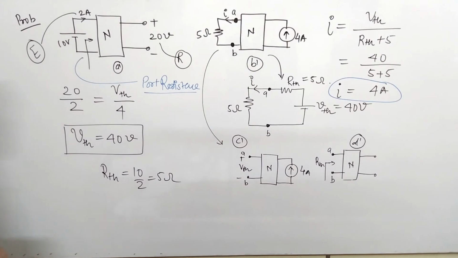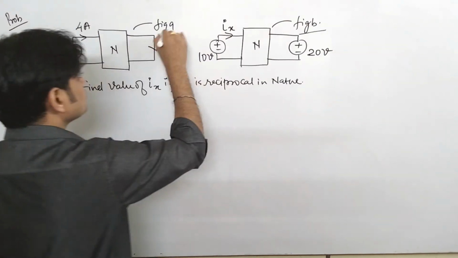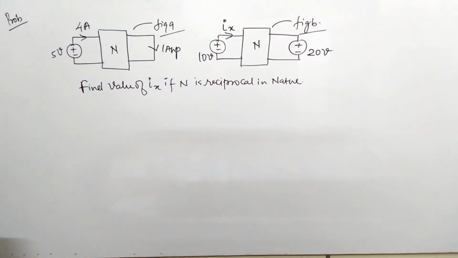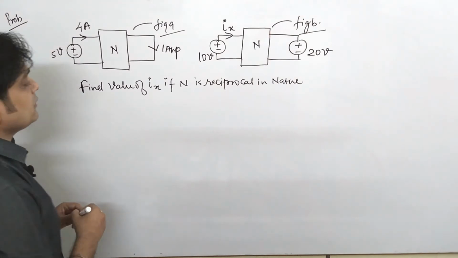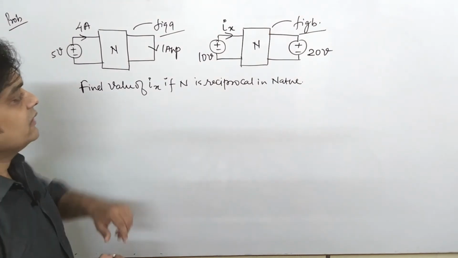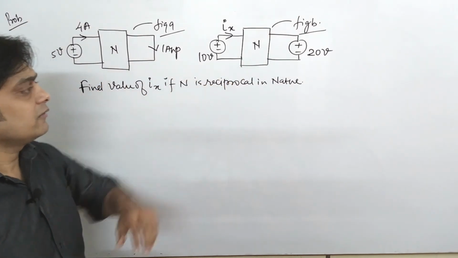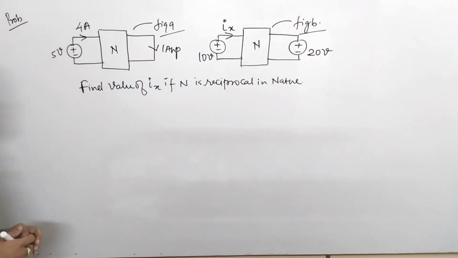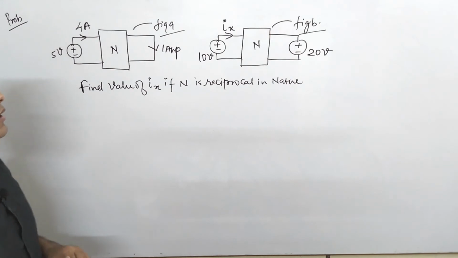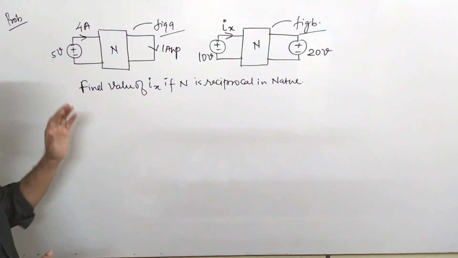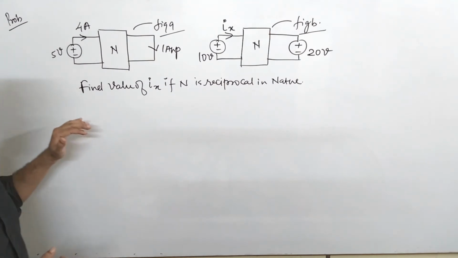Okay, now we go on with the next problem. Now friends, this is your next problem. In this problem you have to find the value of Ix, and it is given that the network N is reciprocal in nature. So this is your figure A, this is your figure B. These are the two figures in which the networks are reciprocal in nature, and you have to find the value of Ix. Now this is the next class of problem in which we will understand.